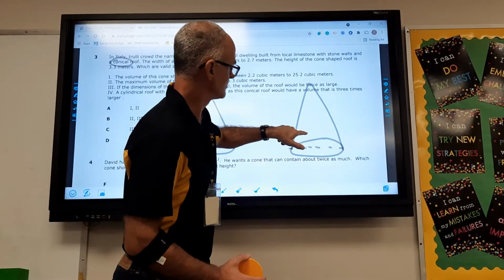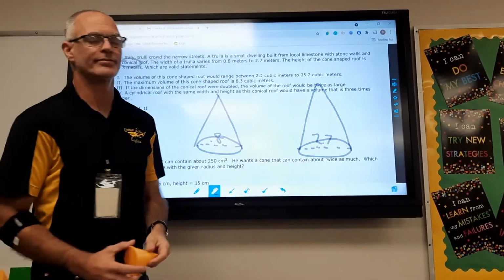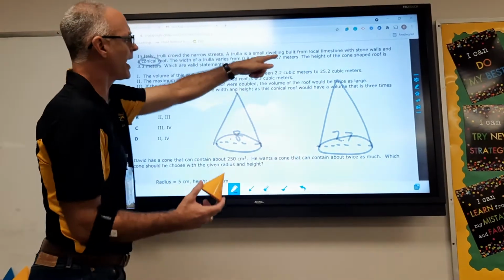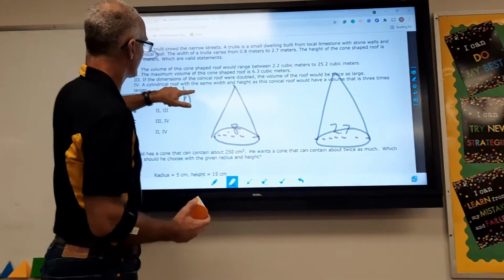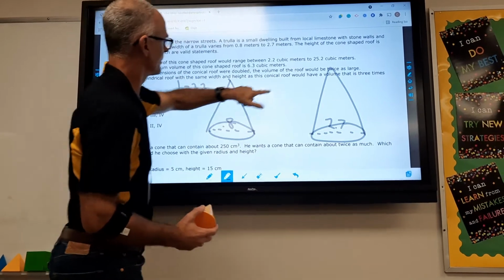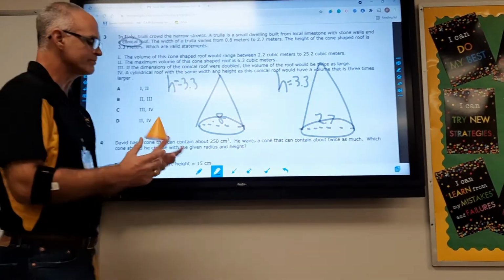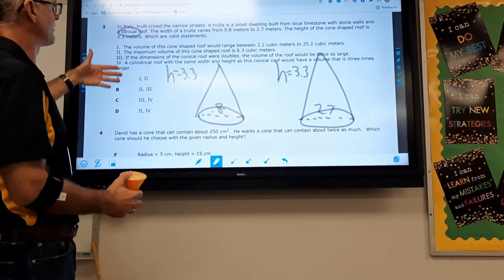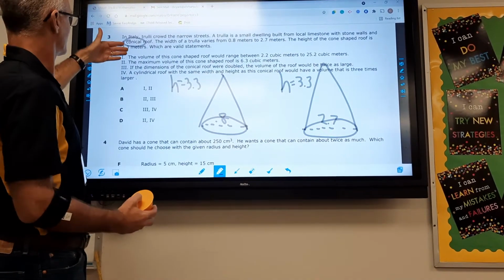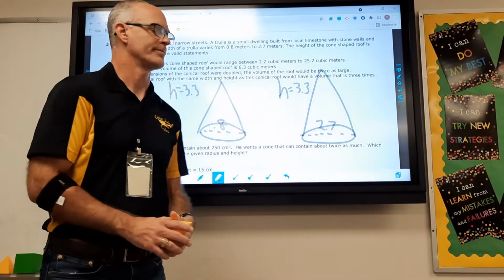2.7. So, and the height for all of them is 3.3. On the height. Okay? They want us to find the valid statements among 1, 2, 3, and 4.